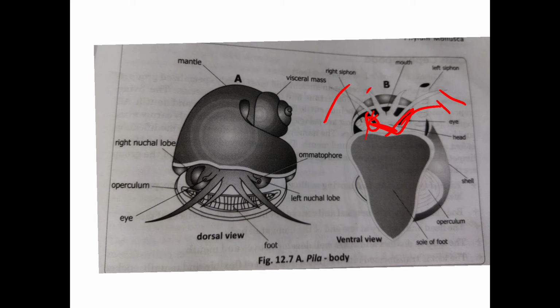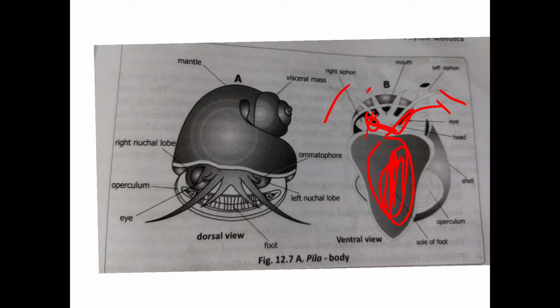The flat surface of the foot is called the sole of the foot. This is the sole region. Then the visceral mass is in the form of a hump and contains the major visceral organs of the body. This is coiled inside the shell.